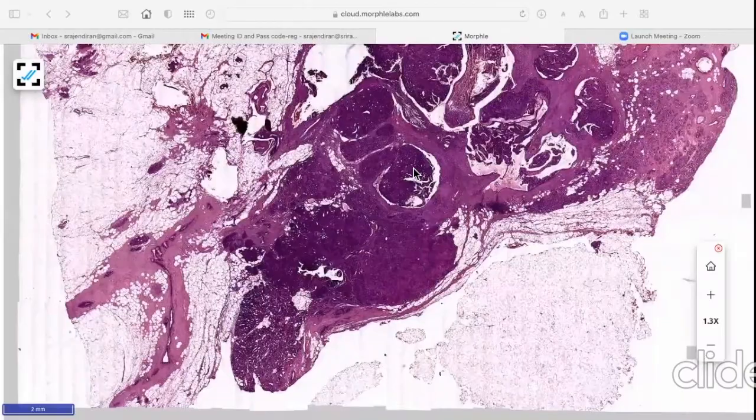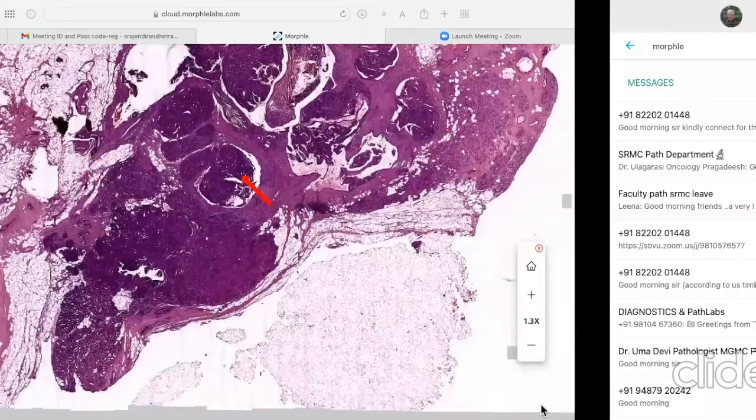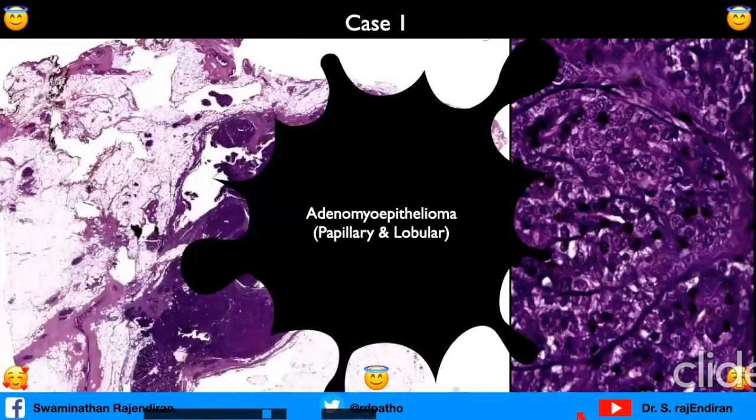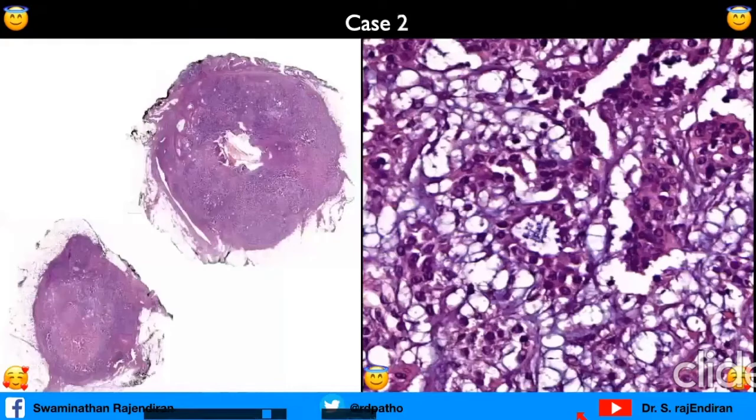So when you see two types of cells, the diagnosis is adenomyoepithelioma, papillary and lobular pattern. Okay. So case number two looks like this.